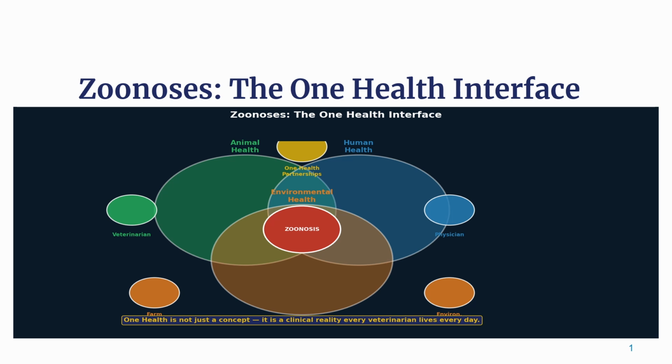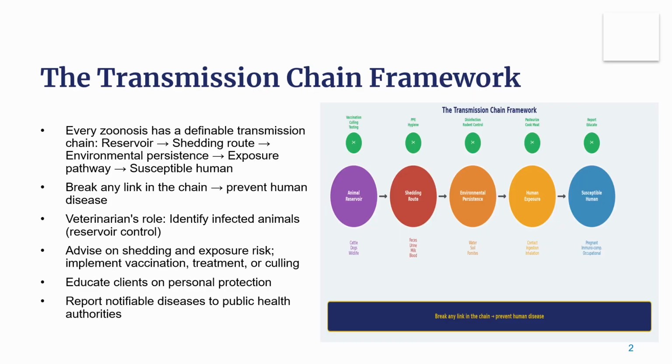This talk is about the major bacterial zoonoses in veterinary medicine, not as a list to memorize, but as a set of transmission chains to understand. When you understand the chain, you can find the point to break it, whether that's vaccination, pasteurization, PPE, or reporting. I want you to apply this chain model to every zoonotic case you encounter.